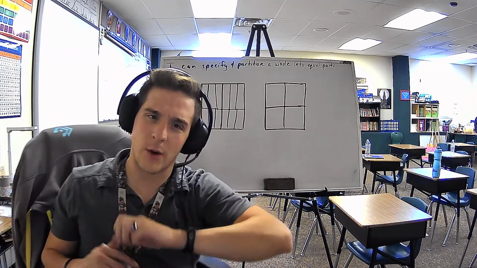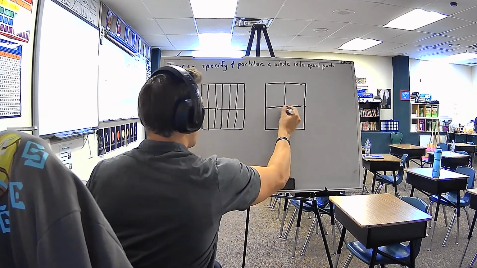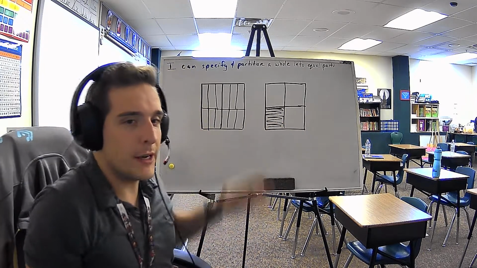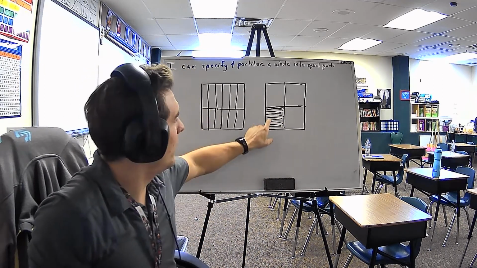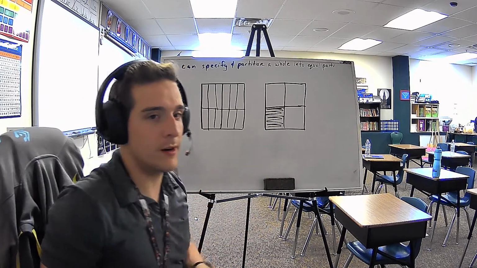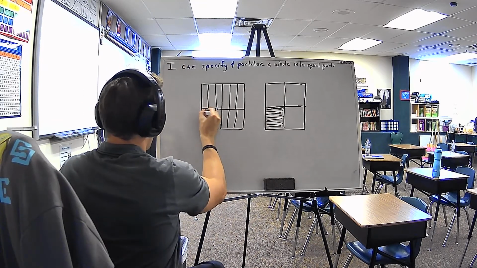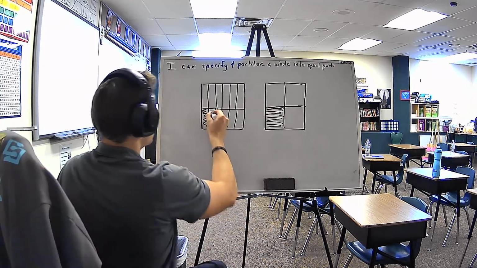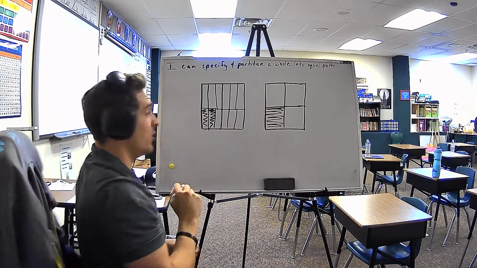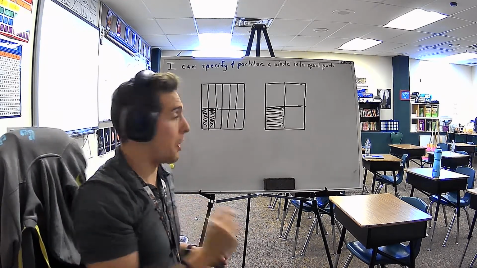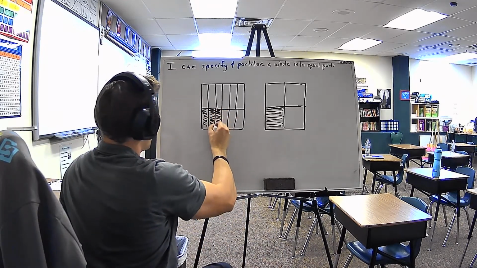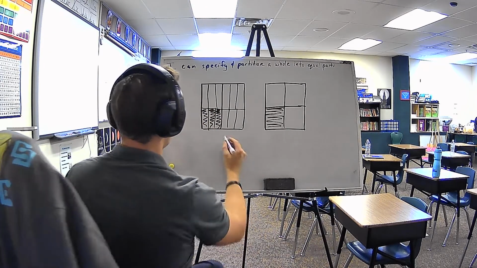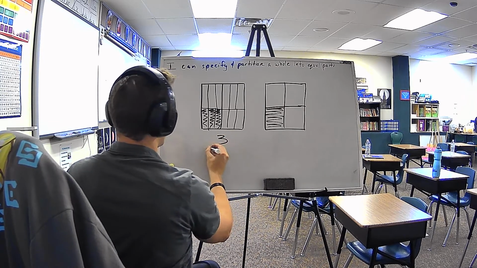Which begs this question. I have 1/4 right here. How many twelfths do I need to fill in the exact same amount of space over here? Is 1 filling in the same amount? No. Is 2 filling in the same amount? No. Is 3 filling in the same amount? Yes. So here I would be safe to say that it is 3/12.